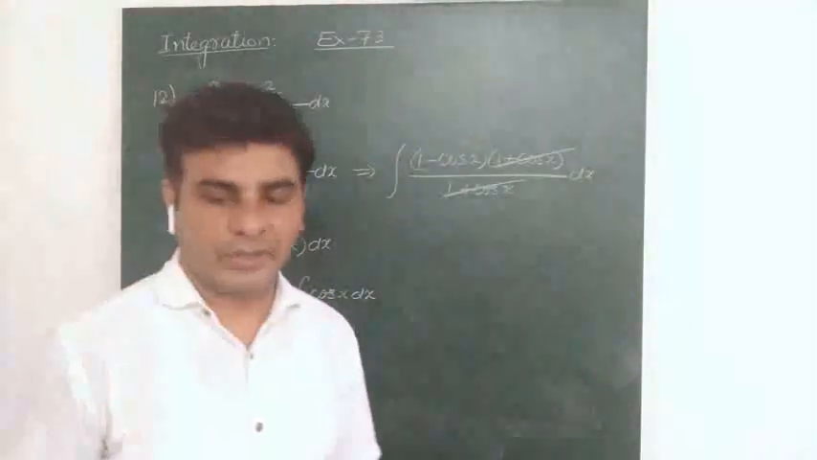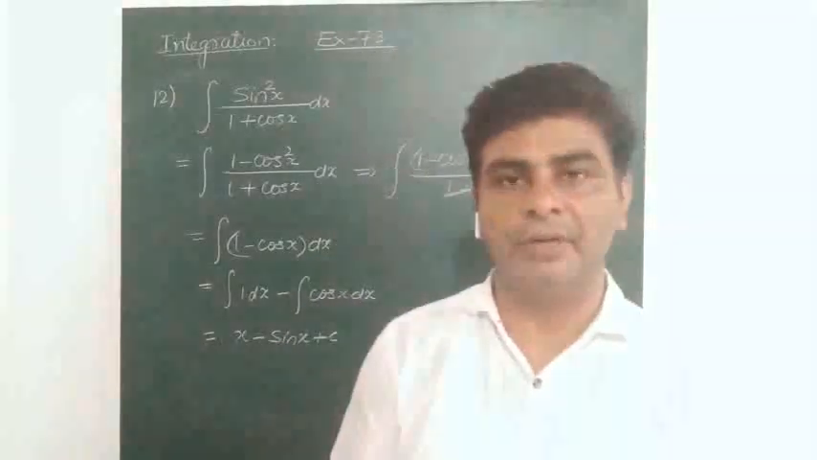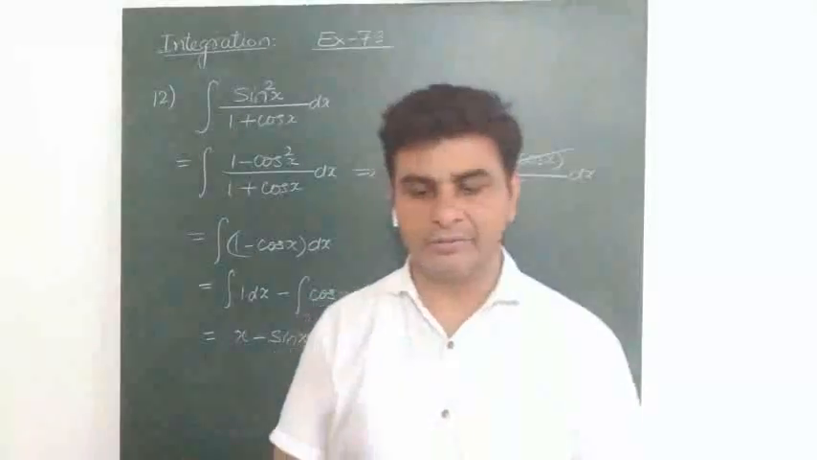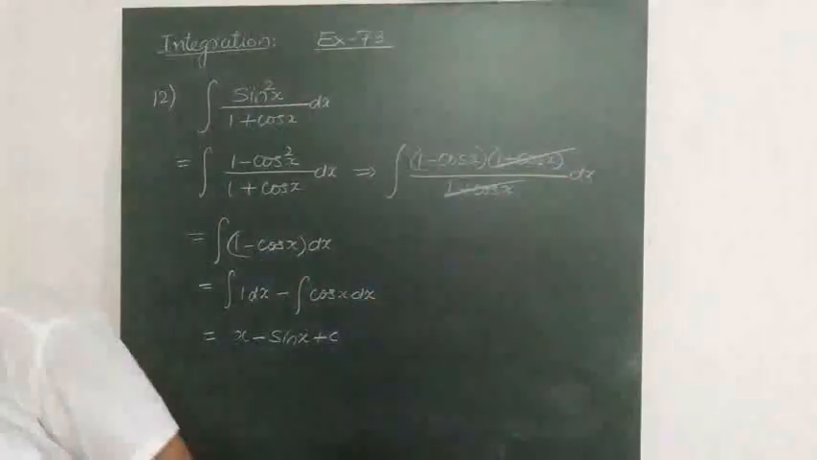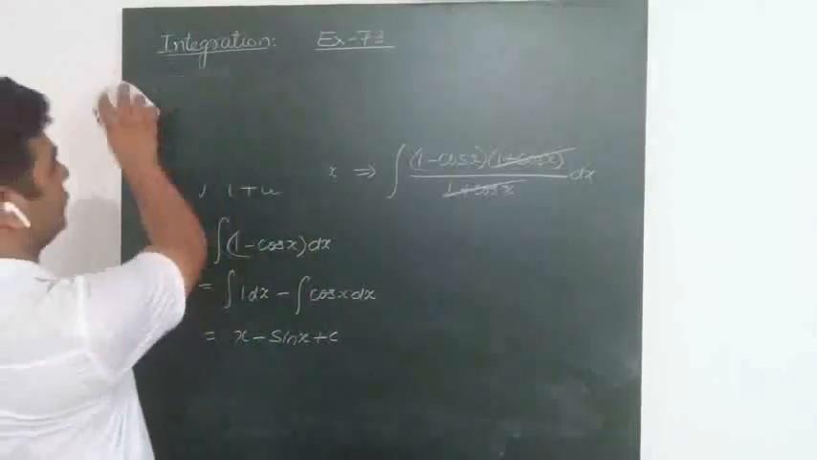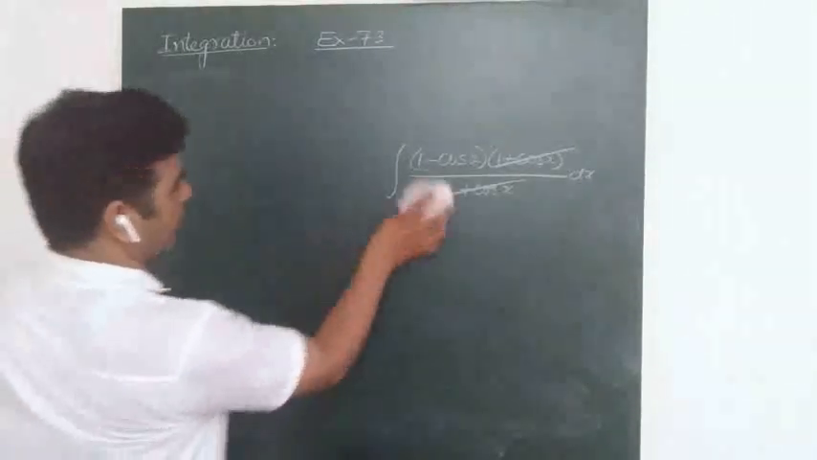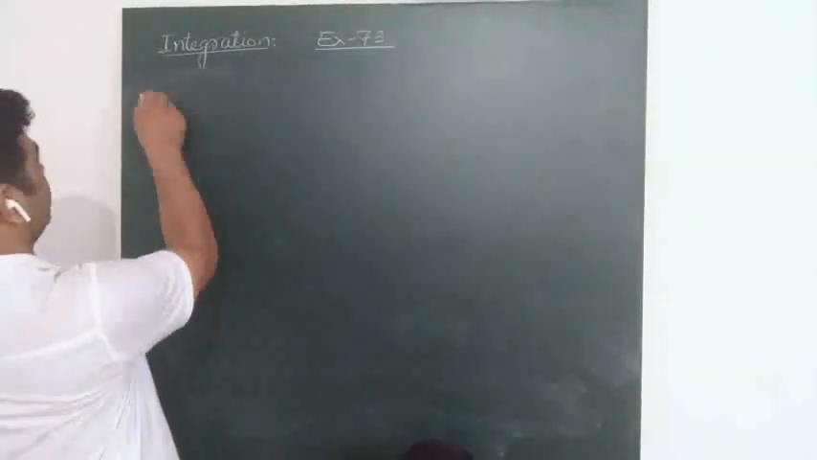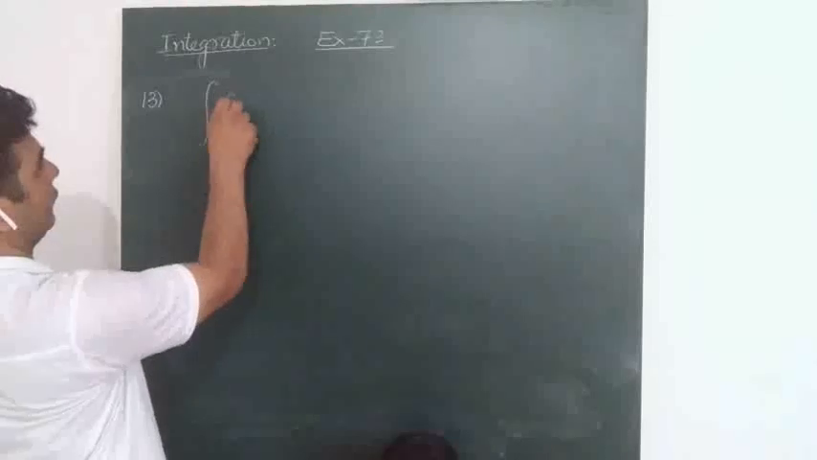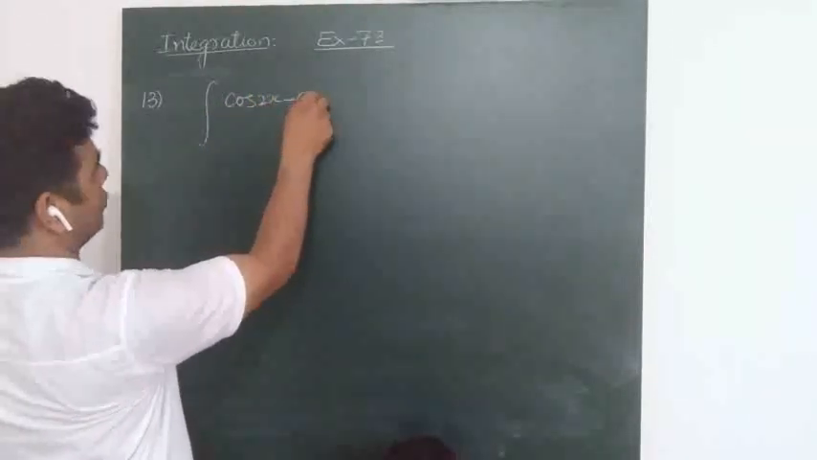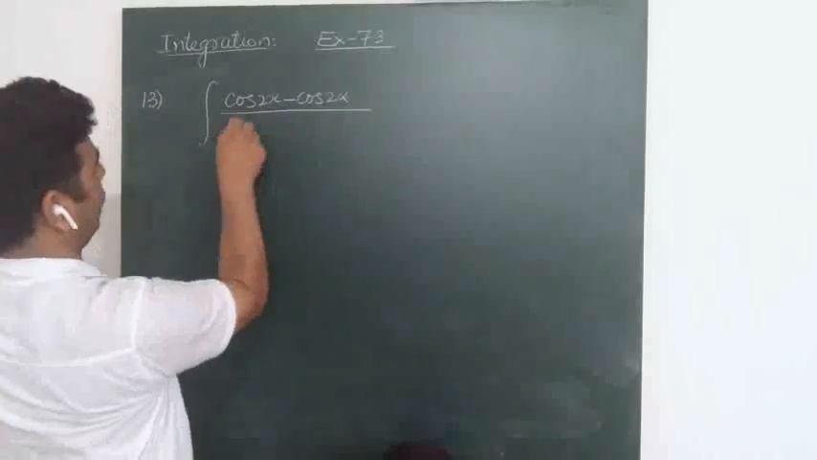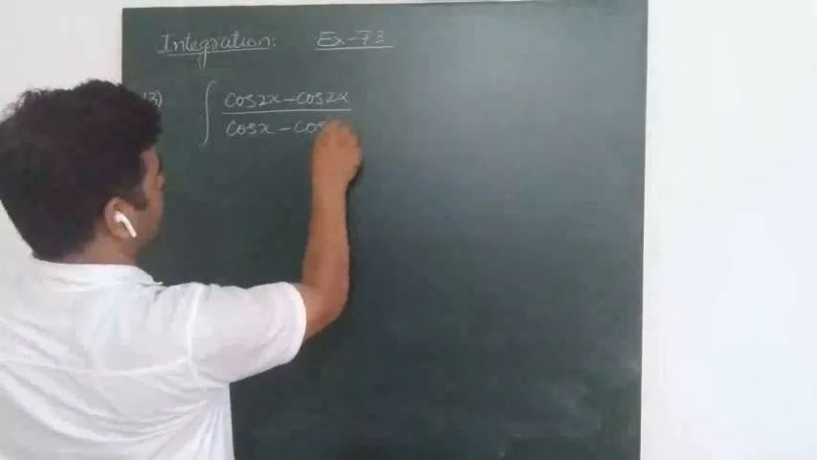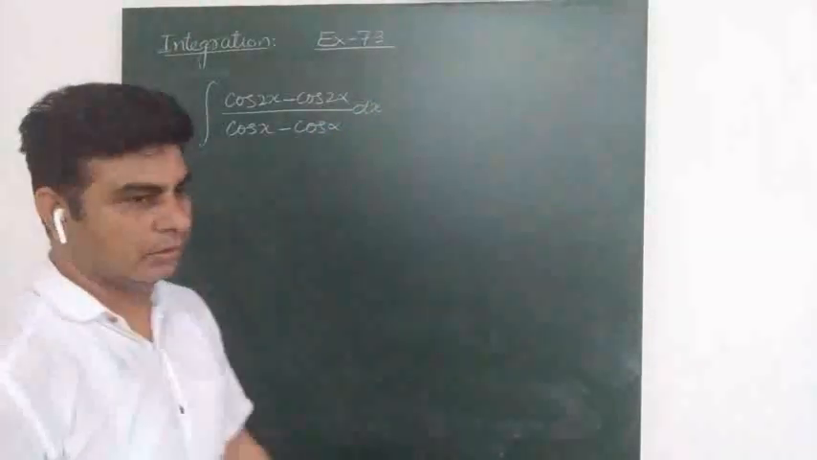So this is the integration of sin square x upon 1 plus cos x. This is question number 12. Now let us do the question number 13. The question number 13 is your very good question given to you, in which cos 2x and cos 2 alpha are given to you in numerator form. Question is your integration of cos 2x minus cos 2 alpha divided by cos x minus cos alpha. This is the question given to you.